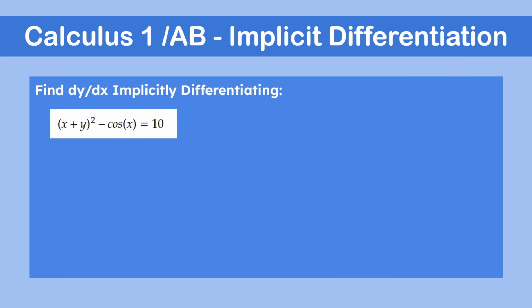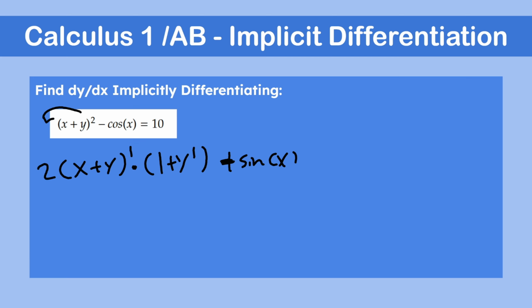So now let's talk about this one. We have this term minus this term is equal to 10. So all we have to do is differentiate again. So you have 2x plus y. We use power rule, take down the degree, subtract 1, multiply by the derivative of the inside, 1 plus y prime. And now we have to subtract. So this is going to be positive sine x, because the derivative of cosine x is negative sine x, but negative times a negative is positive, is equal to 0.